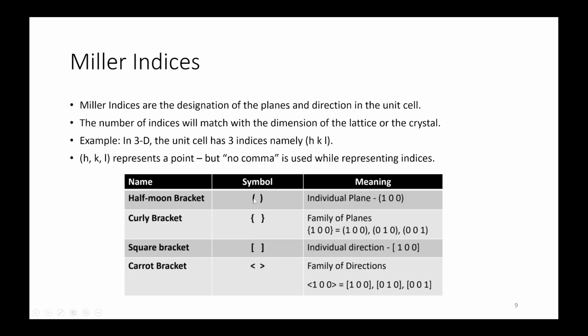Small brackets you use for an individual plane, and curly brackets you'll be using for a family of planes. Square brackets will be used for an individual direction, and triangular brackets are used for a family of directions.